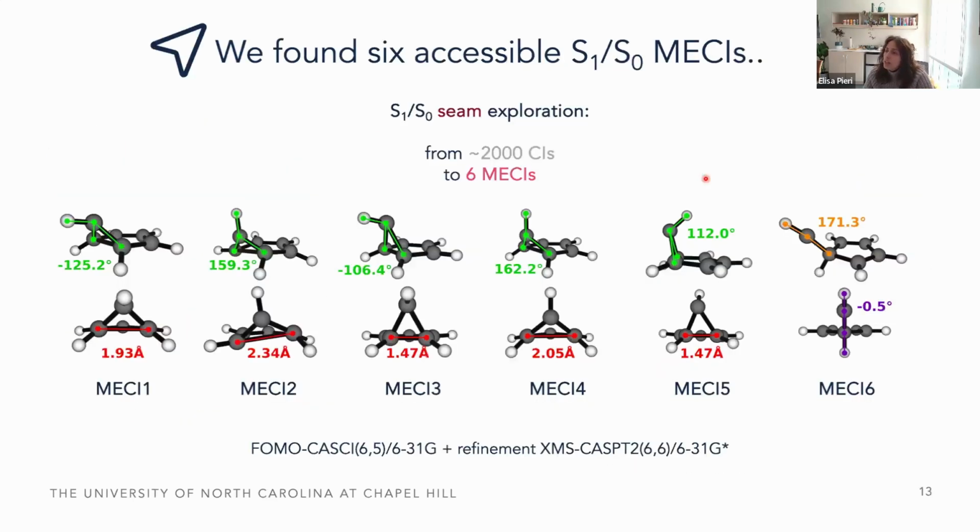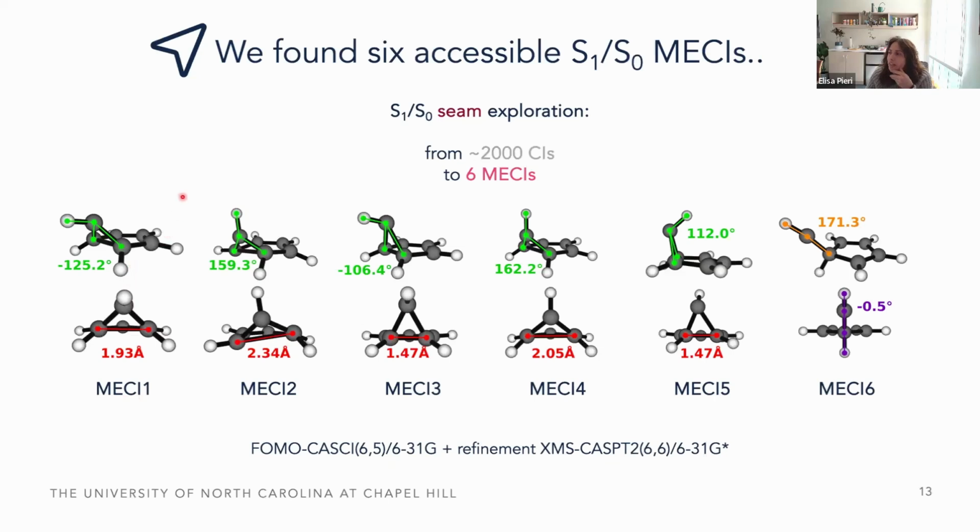So actually, when we got these 2000 conical intersections, and then we looked for the minimum energy conical intersections, we found 6 of them. These are the representation of them. They are all energetically accessible from the Franck-Condon point, and they are in order of energy. So MECI1 is the lowest in energy. And if you look at them, they look usually similar.